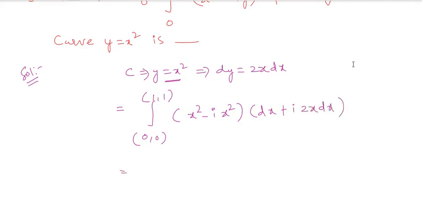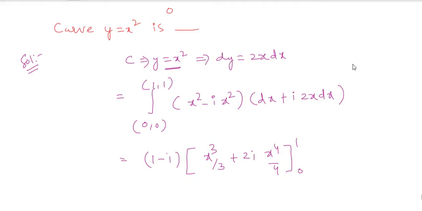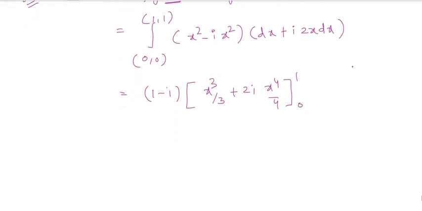So now just simplify it, I'll have 1 minus i as a common factor, right? Directly I'm doing the integration. So you'll have x square, which gives x cubed by 3 plus 2i into x power 4 by 4. So the limit will be 0 to 1. Substitute the limit in that.